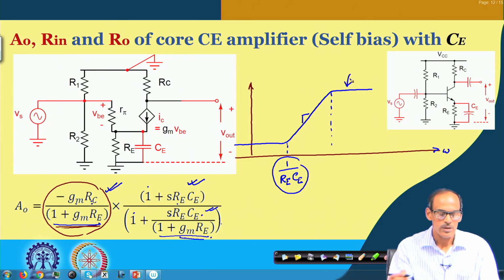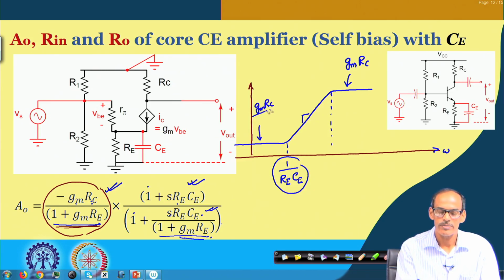So, in conclusion, what we said is that the gain here is basically Gm into Rc, and the gain here is Gm into Rc divided by 1 plus Gm into Re.